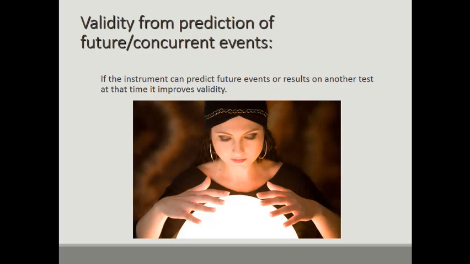Validity can also be established from prediction of future or concurrent events. If the instrument can predict future events or results in another test at that time, it improves validity. If the score you get on one test is predictive of the score you get on another test or of the grade you will get in the future, then you will find that this is another way of establishing that it's an accurate measure.